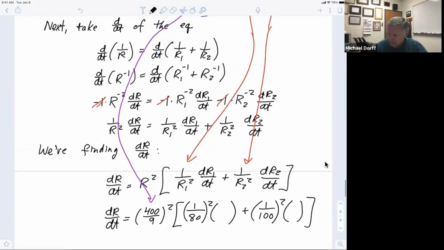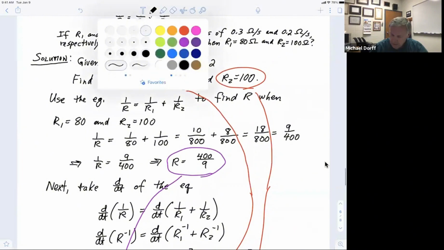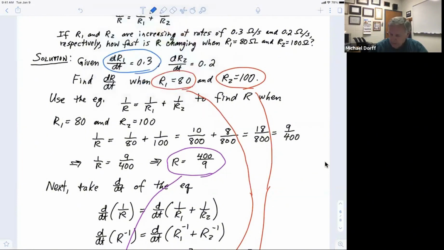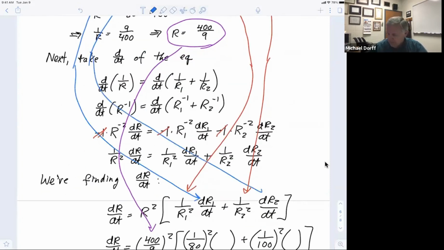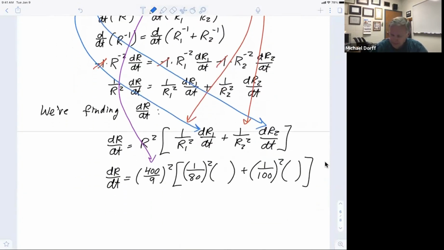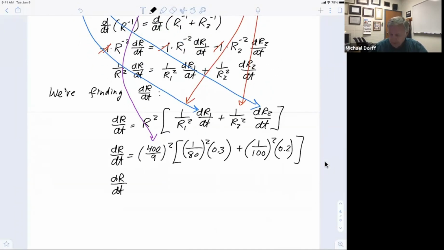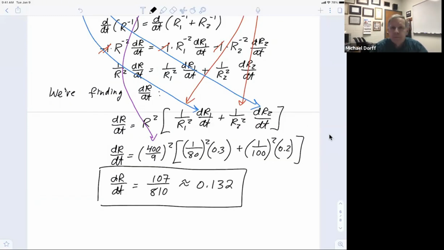And then last, we have to bring down dR1/dt and dR2/dt. I don't know if all this coloring helps, but I kind of like it. So dR1/dt was 0.3 and dR2/dt was 0.2. And now I just simplify this, and you can use a calculator or whatever. When I simplify this, I got 107 over 810, which is approximately 0.132. And that's my answer. All right, hope that helps. Thanks.